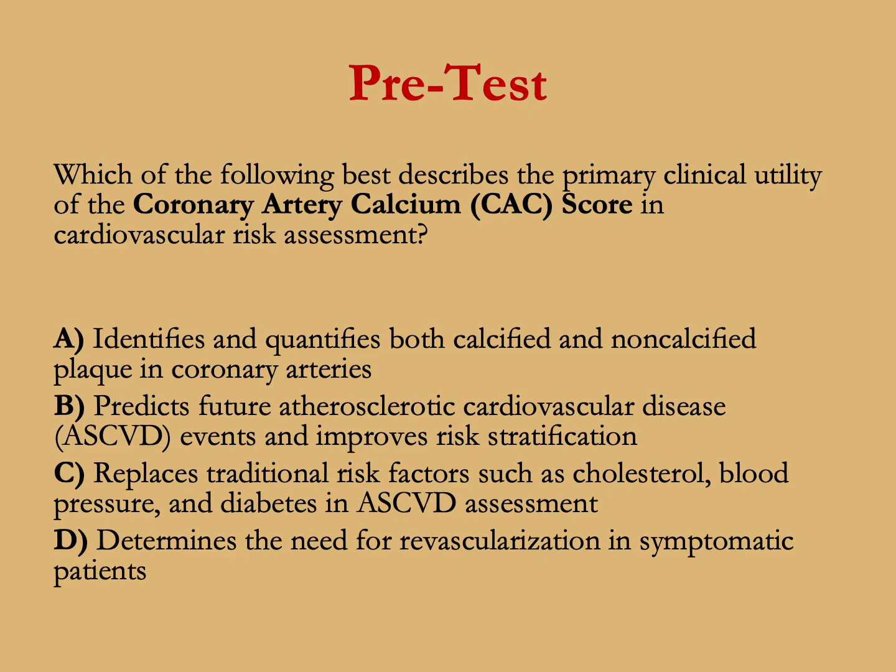Pretest: which of the following best describes the primary clinical utility of the coronary artery calcium score in cardiovascular risk assessment? A. Identifies and quantifies both calcified and non-calcified plaque in coronary arteries. B. Predicts future atherosclerotic cardiovascular disease events and improves risk stratification. C. Replaces traditional risk factors such as serum cholesterol, blood pressure, and diabetes in the management of atherosclerotic cardiovascular disease. D. Determines the need for revascularization in symptomatic patients.